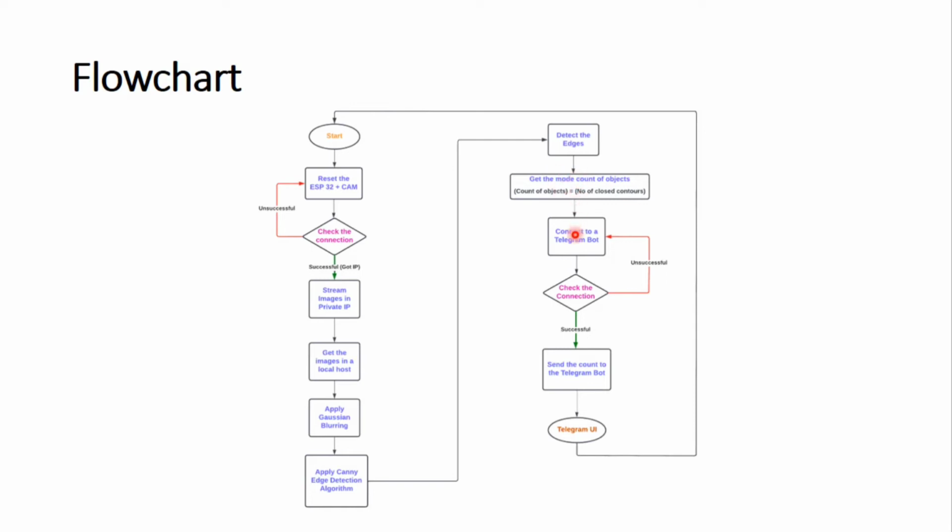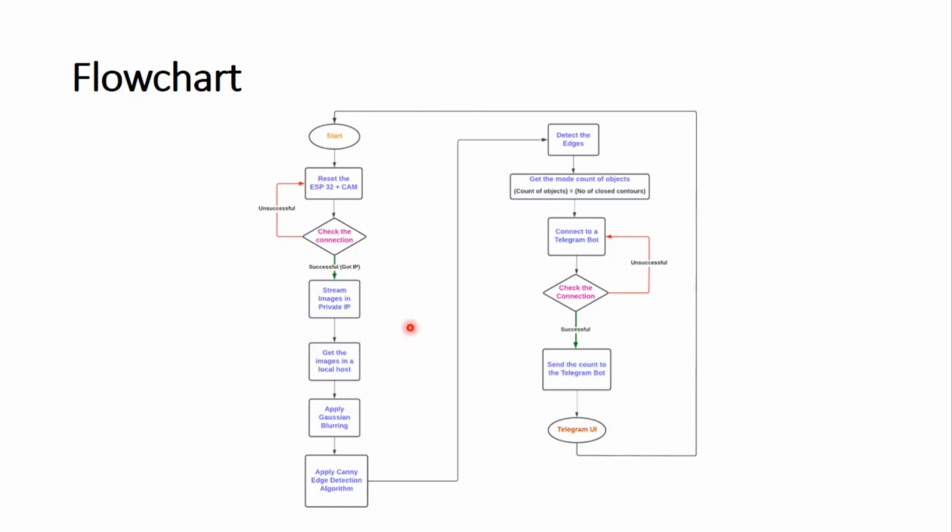Then we have to connect to a Telegram bot and check whether the connection is successful. Once it is successful, we send the count to the Telegram bot, and it will be viewed in the Telegram UI. Once the reset button is pressed, we have to repeat the process again. So this is how the counting of objects happens.